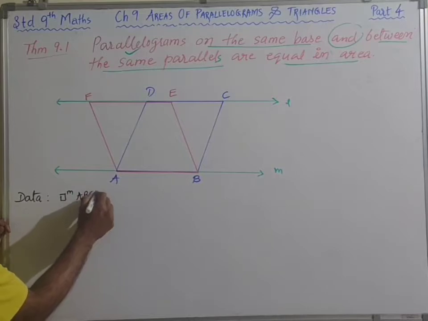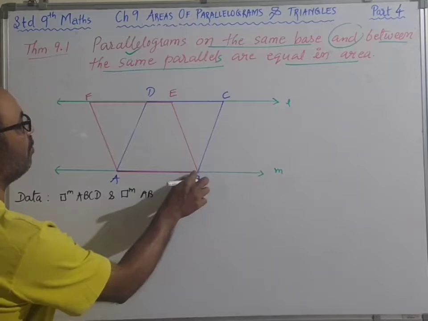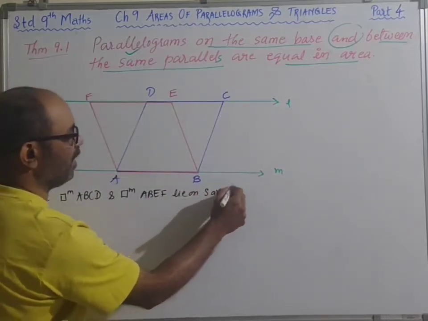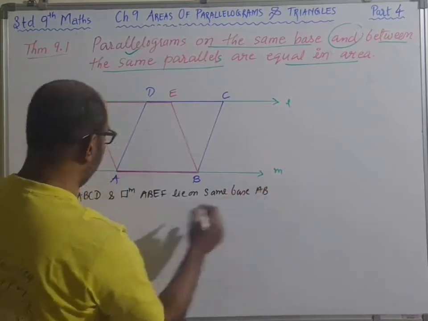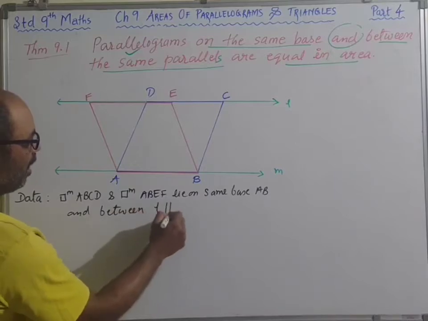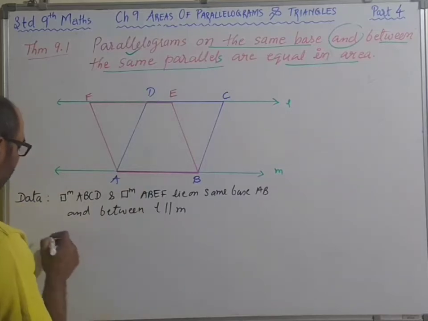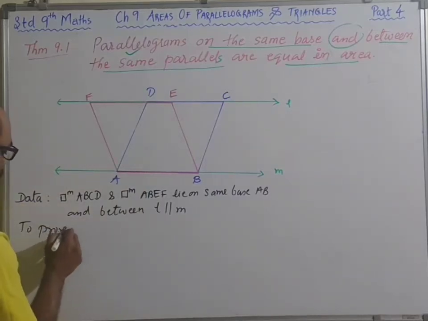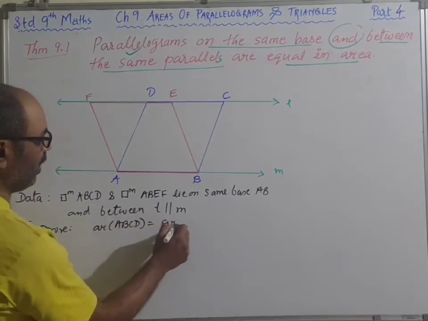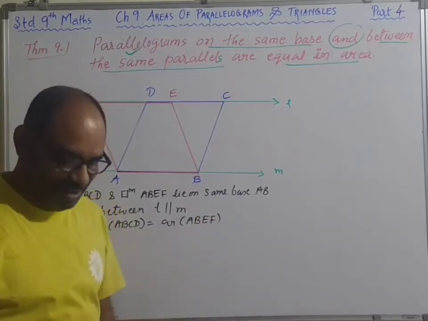Parallelogram ABCD and parallelogram ABEF lie on the same base AB and between L parallel to M, or between AB parallel to CD, FE, whatever you want you can call. To prove: area of ABCD is equal to area of ABEF. That is parallelogram ABEF. Is that clear?